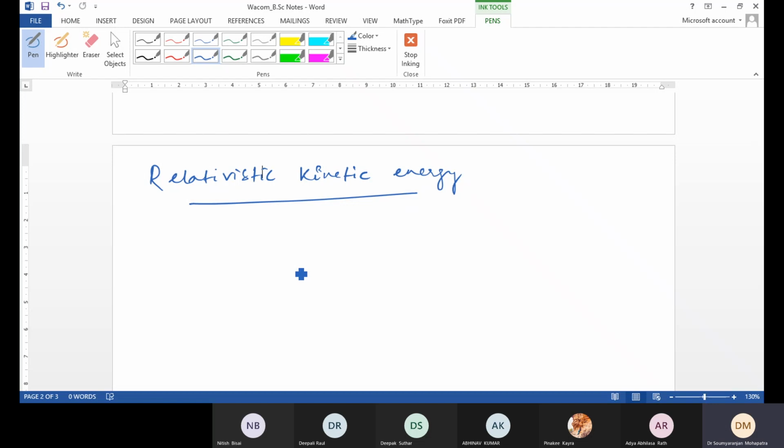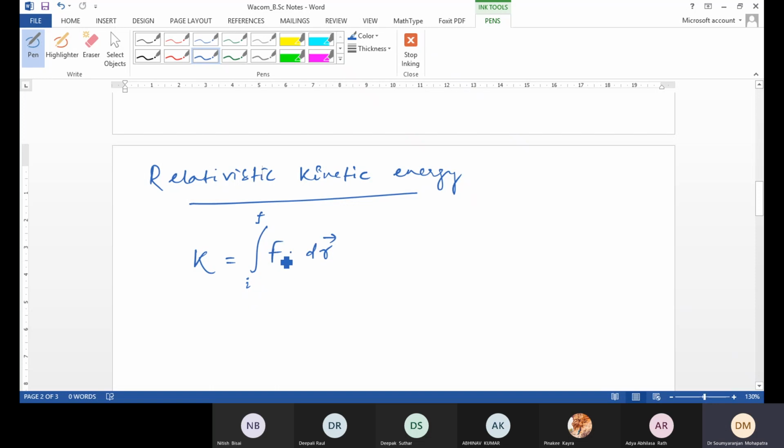It is defined as the work done in increasing the speed of a particle from the initial to the final value. Initially, the speed of the particle will be 0 because it is at rest. Now it is starting, so from 0 to the final value, the work done in increasing the speed of the particle is called the relativistic kinetic energy of the particle. So according to the definition, I can write K as the integral of F dot dr, or F dot ds, the work done, from initial to final value.